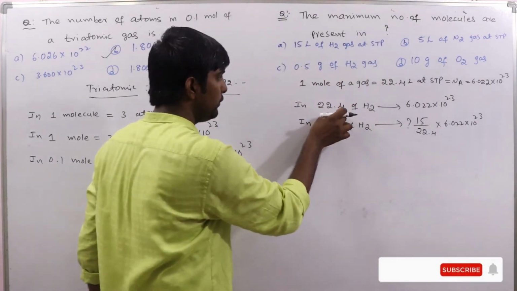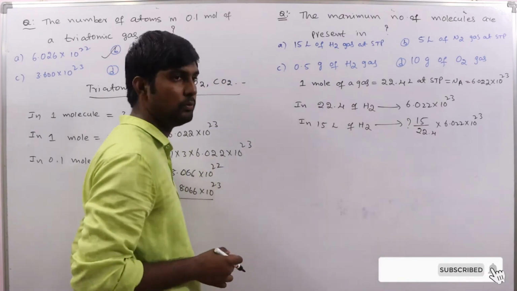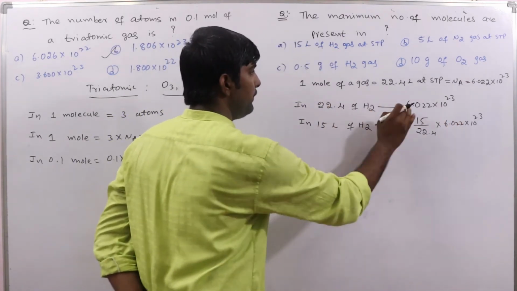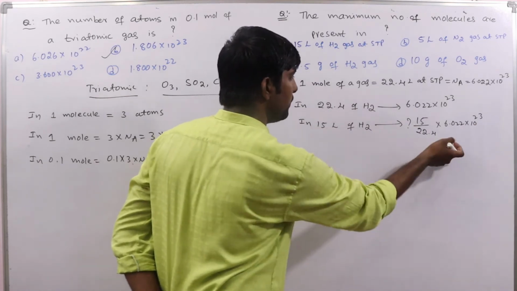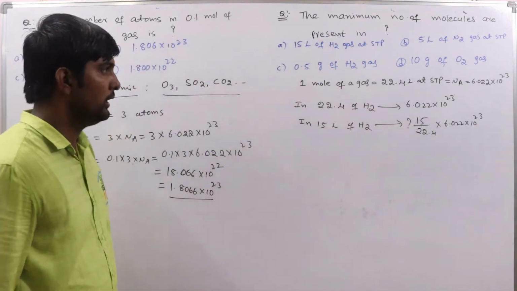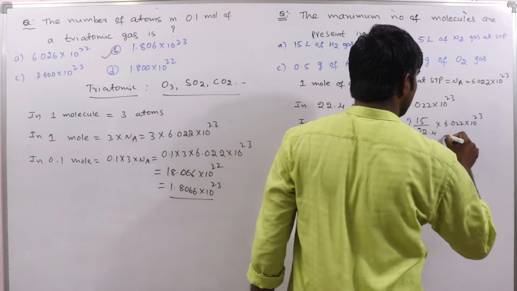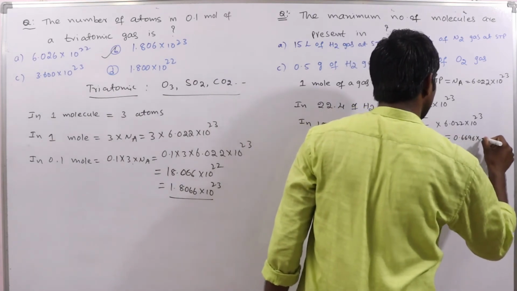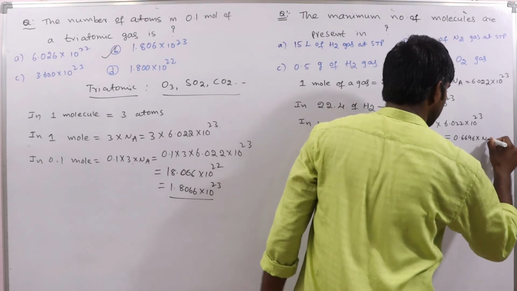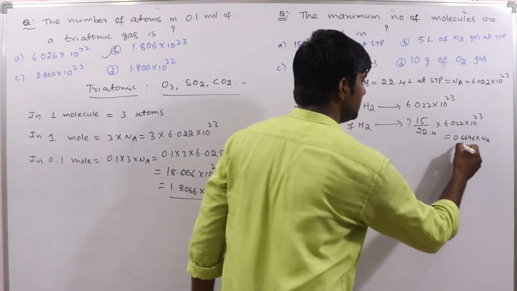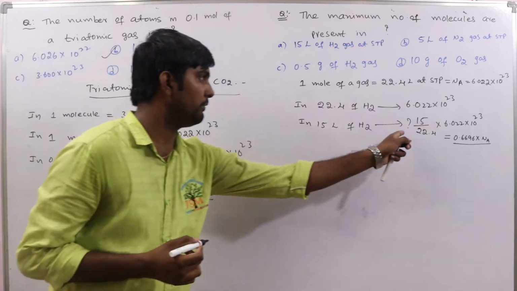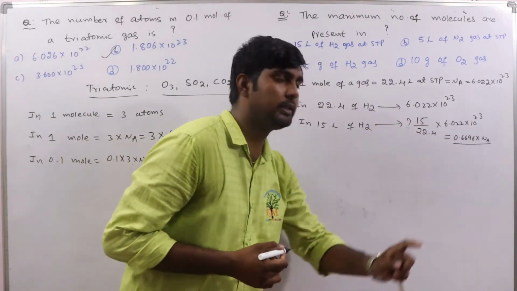Clear? So in 22.4 liters, these many molecules of H2. In 15 liters, how many molecules? So 15 into Avogadro number by 22.4. If we simplify this one, we get 0.6696 into Avogadro number. Simply, I am writing Avogadro number as Na here.